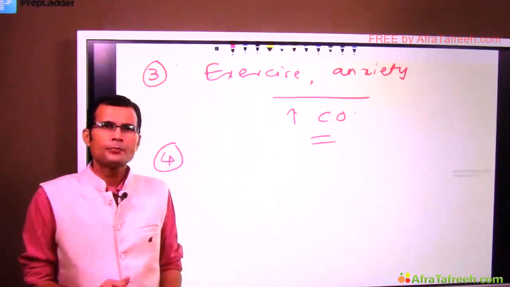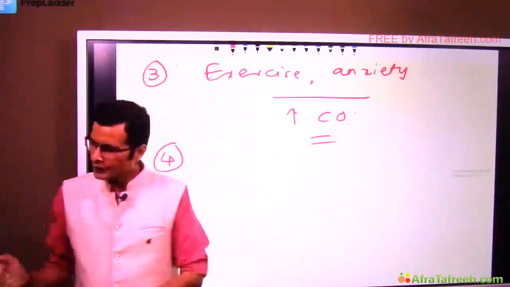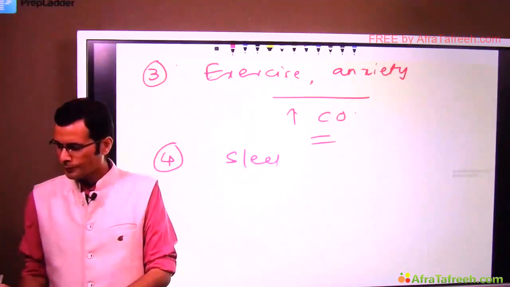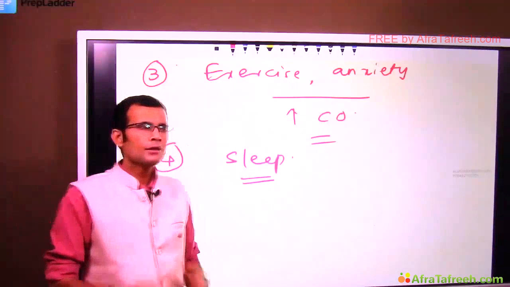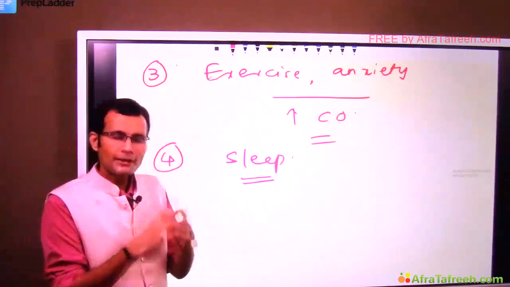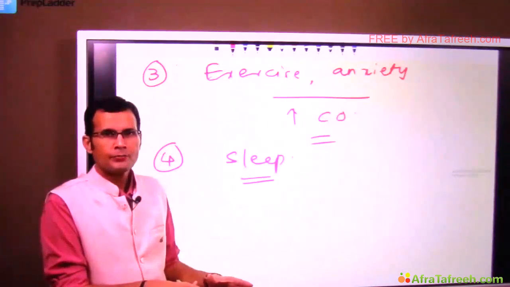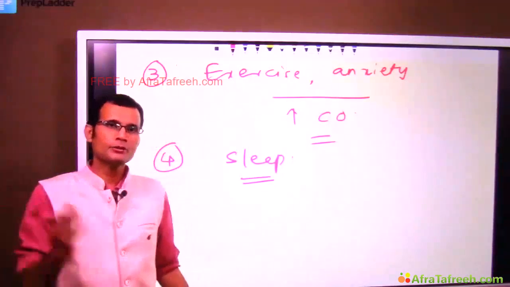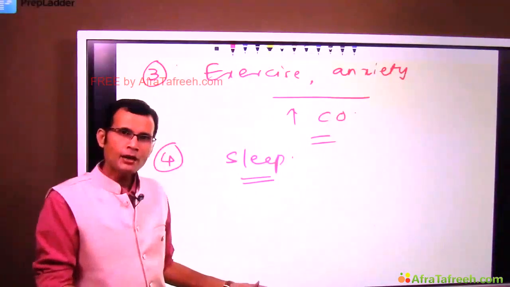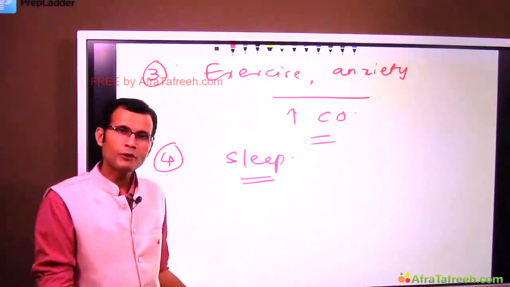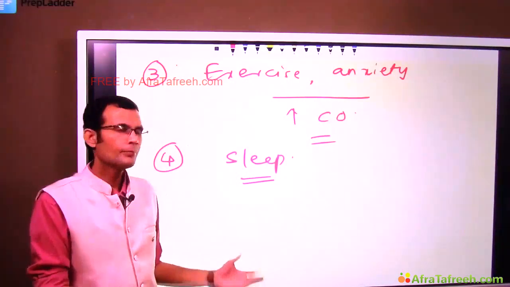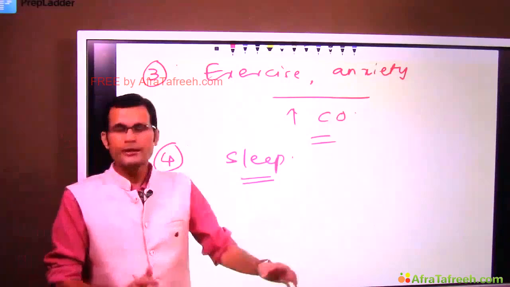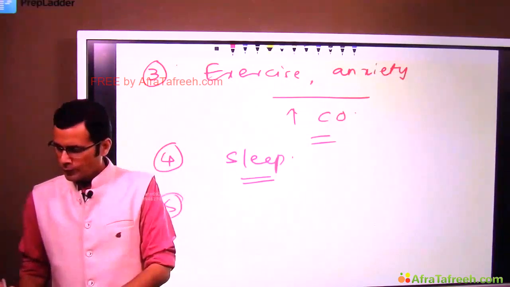Physiological decrease is seen in sleep. You know, in sleep, the basal metabolic rate is less. The BMR during sleep is only 90% of the waking hours. So less BMR, that means less requirement of oxygen by the body, and therefore less cardiac output. Posture.